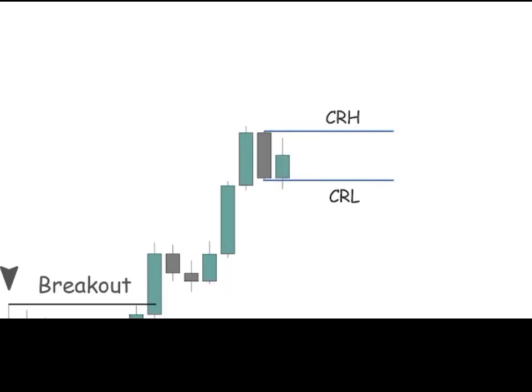Here we can see that the price penetrated below the CRL with a wick and closed back inside the range. So with our range candle and sweep candle formation, we will look for a long trade and expect the price to complete the CRT model with an upward move. But the question is, where do we enter the market?